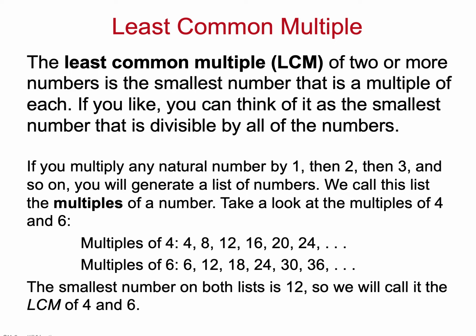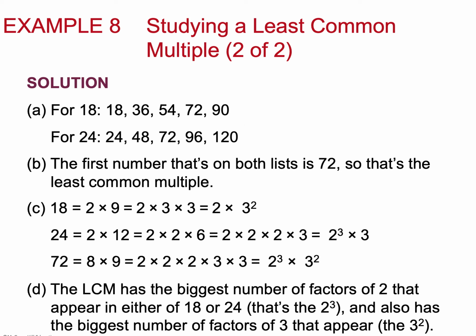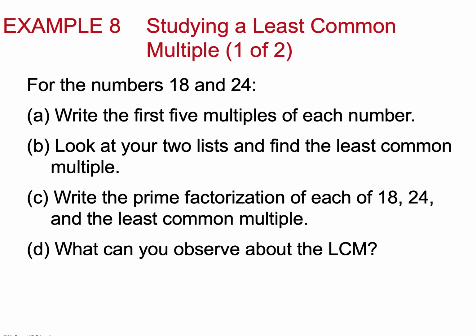Now the least common multiple is the smallest number that they have in common, which is a little bit easier, right? So if I want to find the least common multiple for the numbers 18 and 24, I would want to write the first 5 multiples of each number. So I've got the first 5 here. So I'm counting by 18s, I'm counting by 24s. The first number on the list they have in common is 72. So that is the least common multiple.